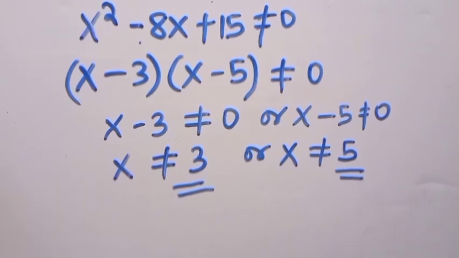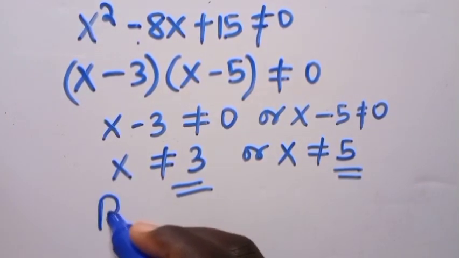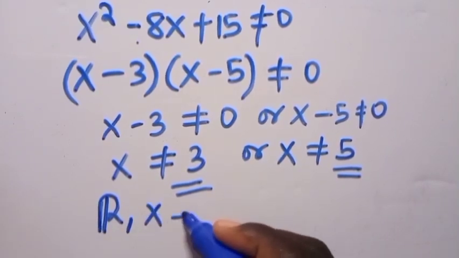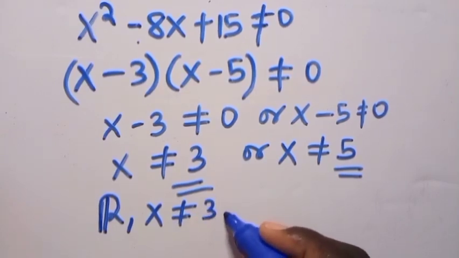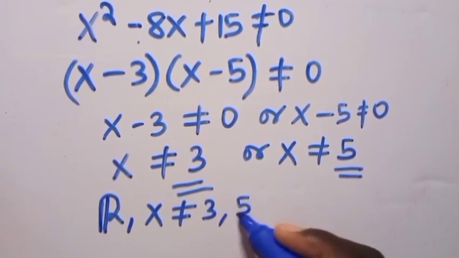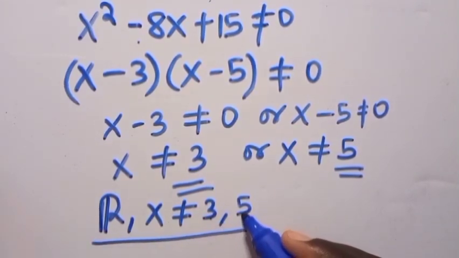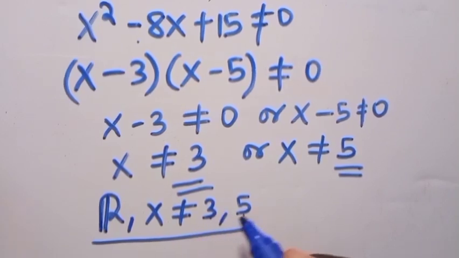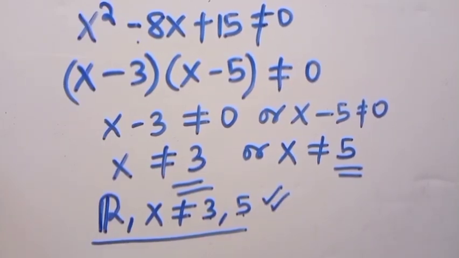Then the domain of this function is the set of all values of x, excluding x equals 3 and also x equals 5. So long as x is not equal to 3 and 5, all the other values of x are included. Therefore, this is the domain of this function.